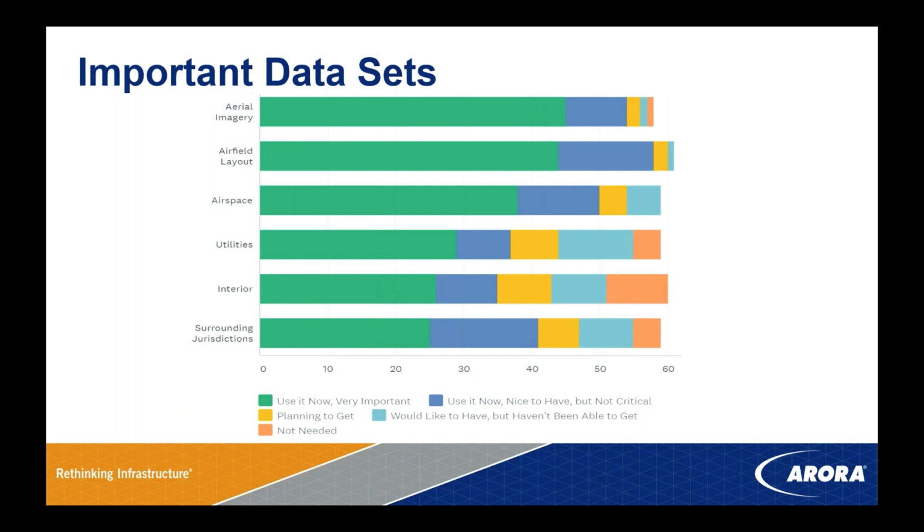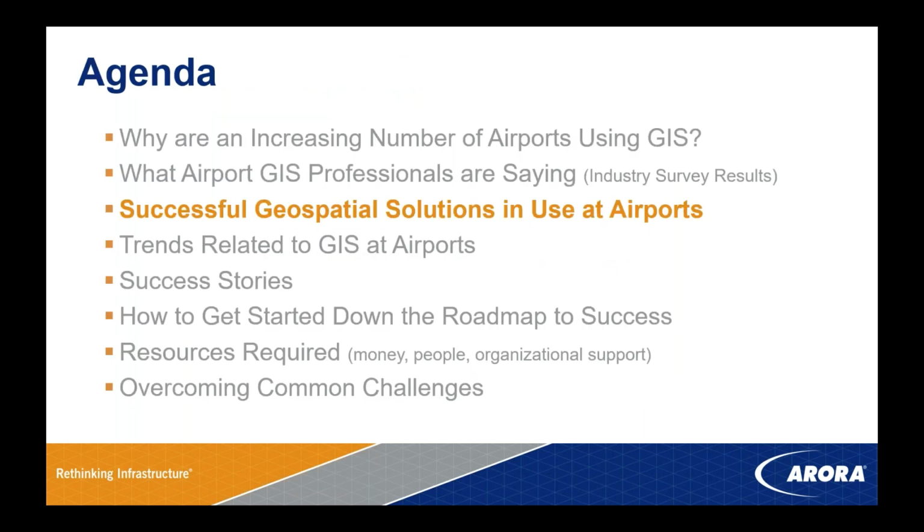If you look at the blue and yellow portions of those bar charts, you'll notice that those are the data sets that more and more people want more of. While some airports are using them, more airports want more utilities and interior data. And we'll talk about how that can happen in just a bit.